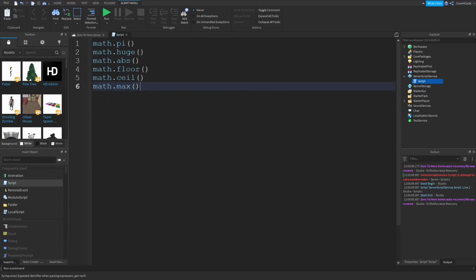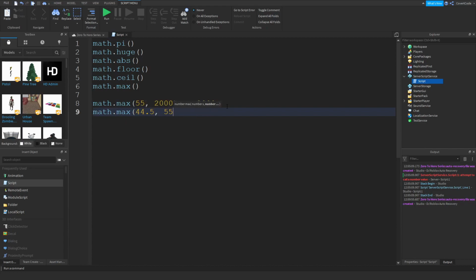So if you have a reason to check two or more numbers to see which one is bigger, this is what you'd use. So if I had math.max and I want to insert 55 and 2000, this would actually give you 2000. So it's just going to return the biggest number of the two. So if I had math.max 44.5 and 55, this would give me 55. It's always going to return the biggest number.